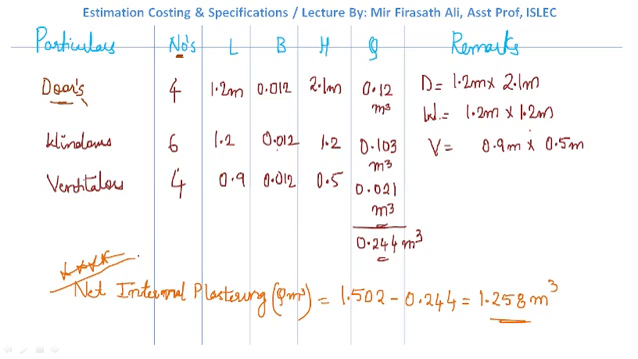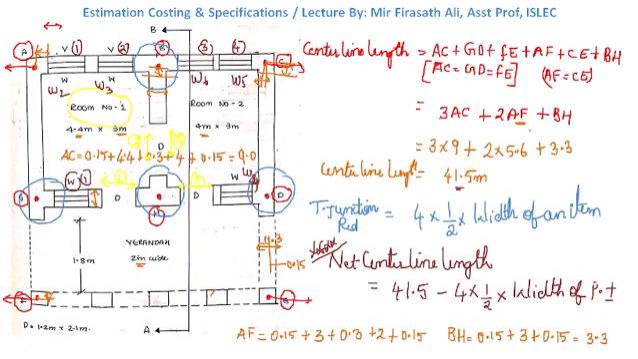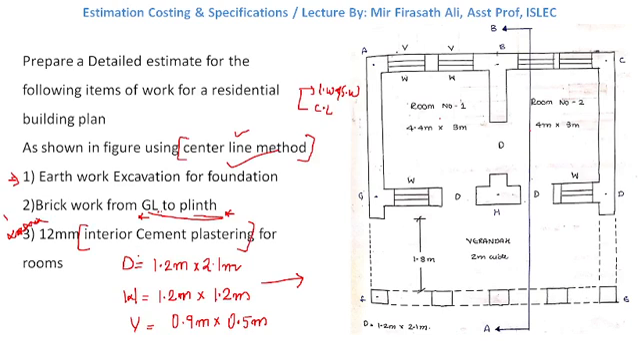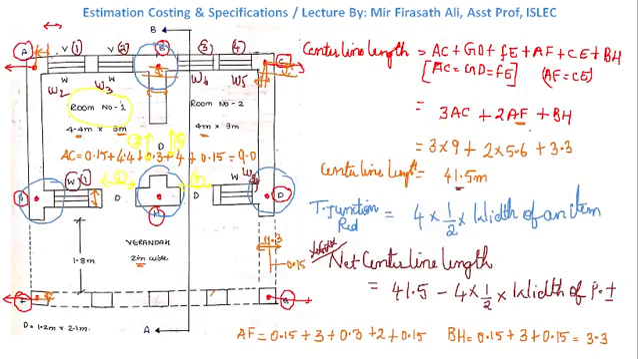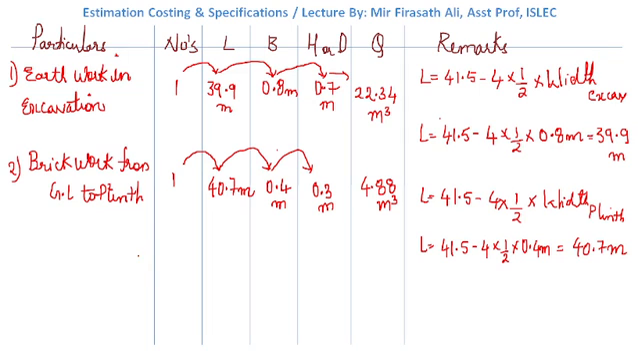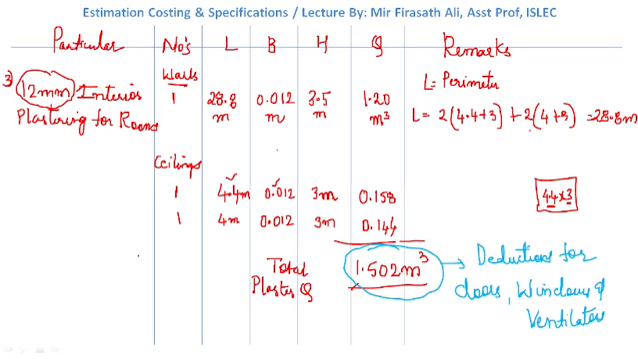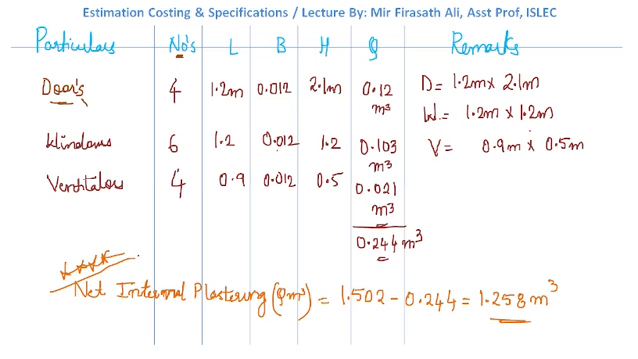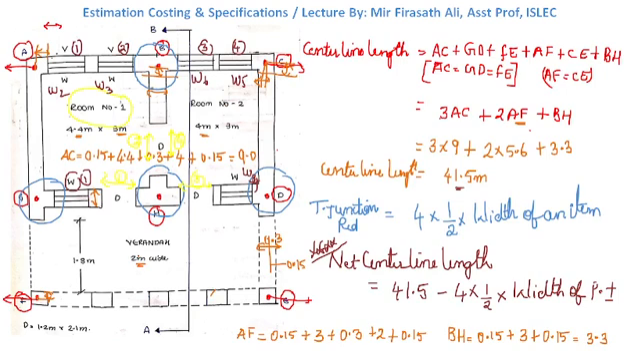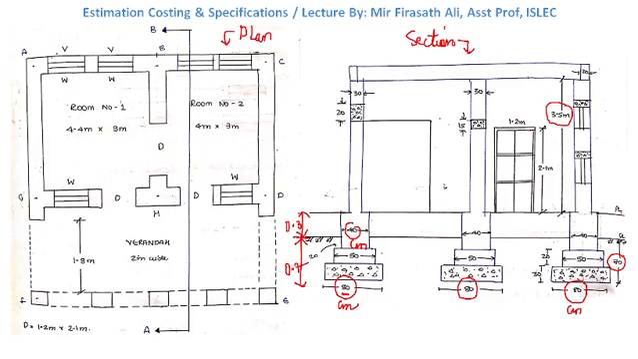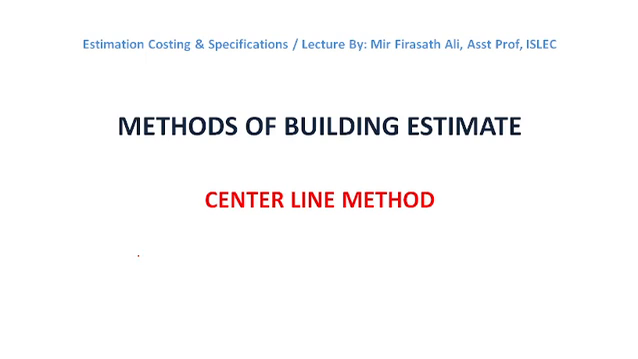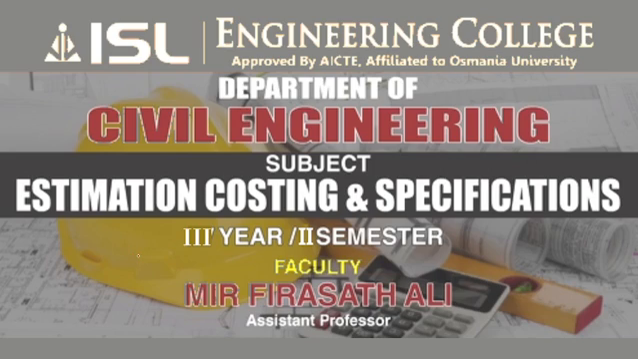In the question we were asked to find out the three quantities. What were they? Earthwork, brickwork and plastering. So, we have found out the earthwork and the brickwork, and we have done the internal plastering total quantity. From the total quantity we have made the deductions. I hope you have understood this numerical example on methods of building estimate using center line method for a residential plan which includes a veranda.